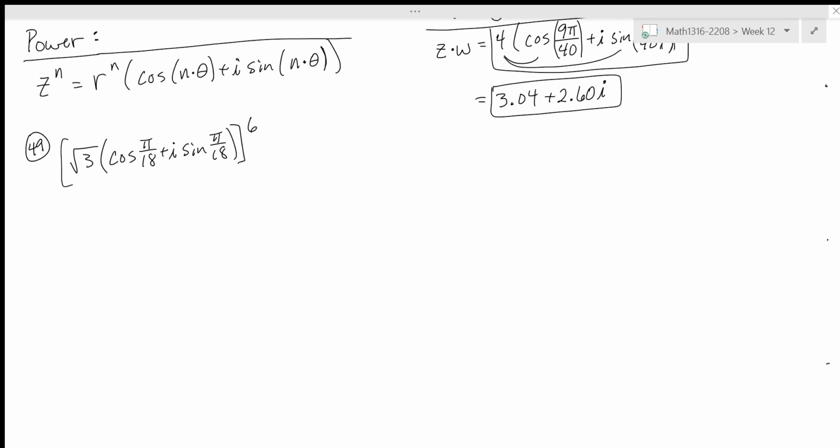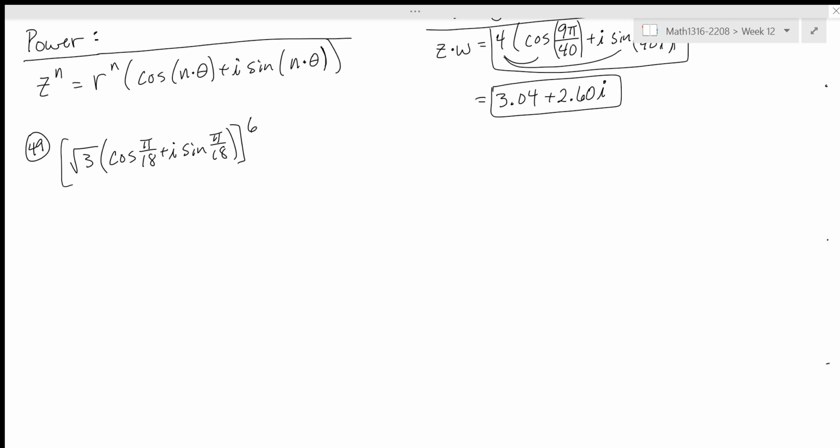So can y'all see that this is definitely a complex number in polar form, all of that being raised to a power? So this is how we know that we're going to use the power formula, written down right here. And can you tell me in this problem, what is the value of n? 6. Yeah, see, n is the power.